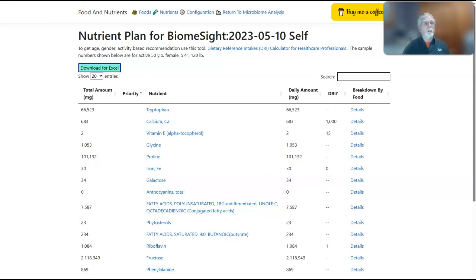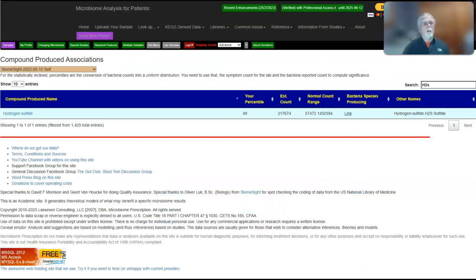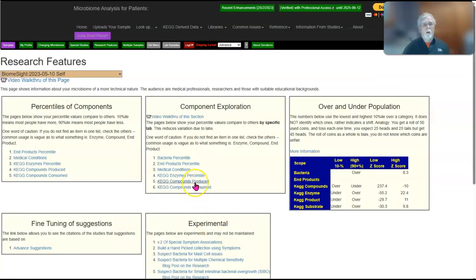To quickly summarize again, you go in and you can use the research features, compounds produced, and see how much is being produced. You can also look at compound consumed if you want to get more convoluted or complicated, but generally compound produced is probably sufficient to look at for SIBO. And there, we have also the short form here where you can take a look at the over and underscores, but here we are wanting specifically the bacteria associated with SIBO. We want to reduce them.